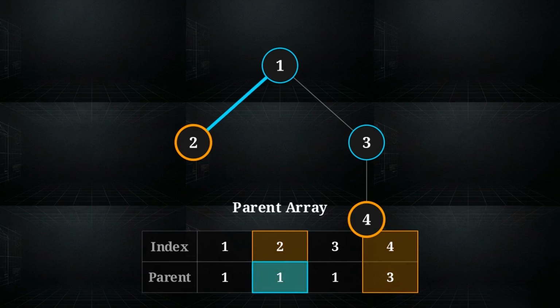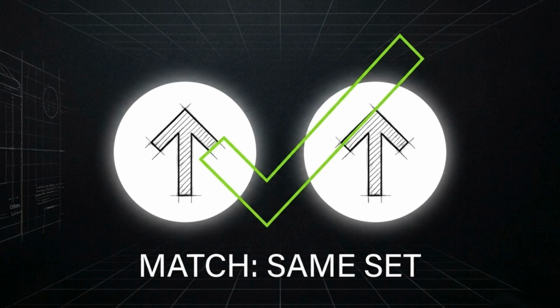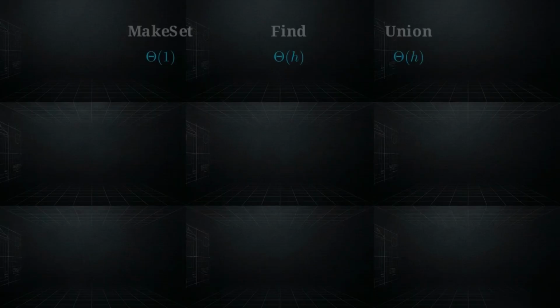Find 2 leads straight to root 1. Find 4 moves to node 3, which now points to 1. Both operations terminate at the same root. Because their representative is the same, the system confirms they are part of the same set. This approach is fast as long as our trees are short.